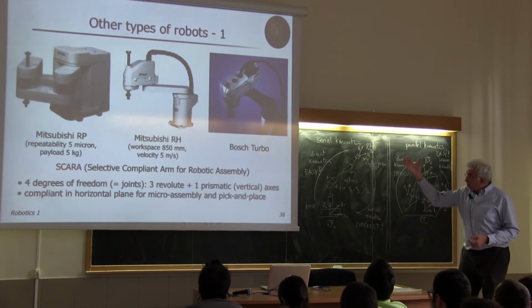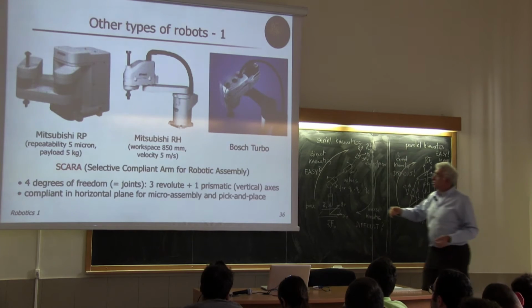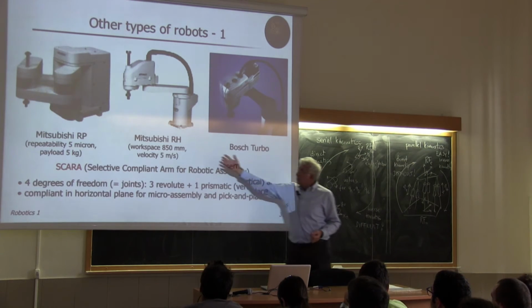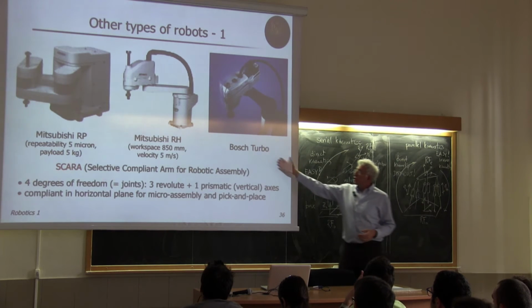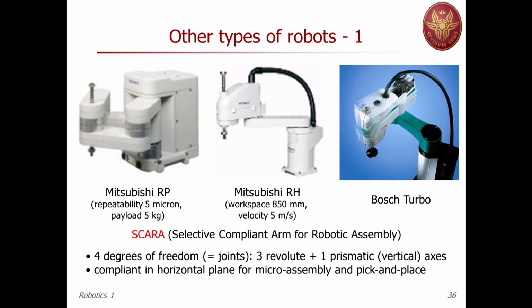And in all the SCARA family, and here you see a few examples, 2 Mitsubishi Japanese SCARAs, 1 German robot of the SCARA type produced by Bosch. They all have this same sequence of joints.